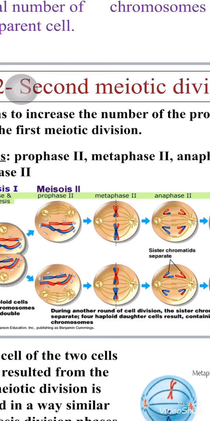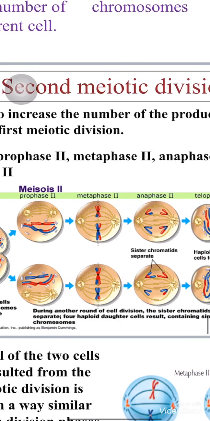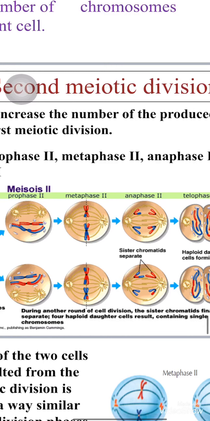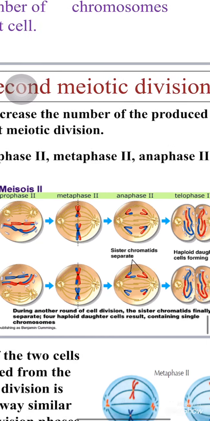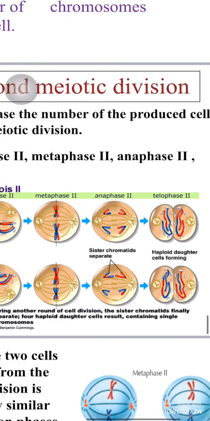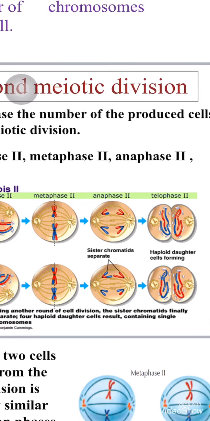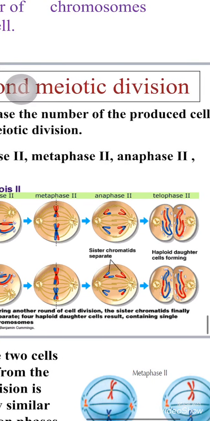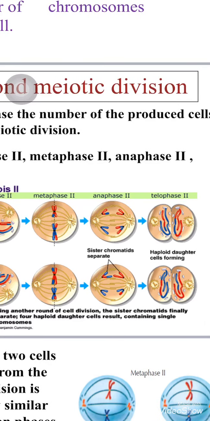Then in metaphase 2, what happens? The chromosomes are arranged on the equator of the cell, or in the middle of the cell. Then in anaphase 2, what happens? The centromere starts to split into 2 halves, and each one of the chromatids moves to one pole of the cell.